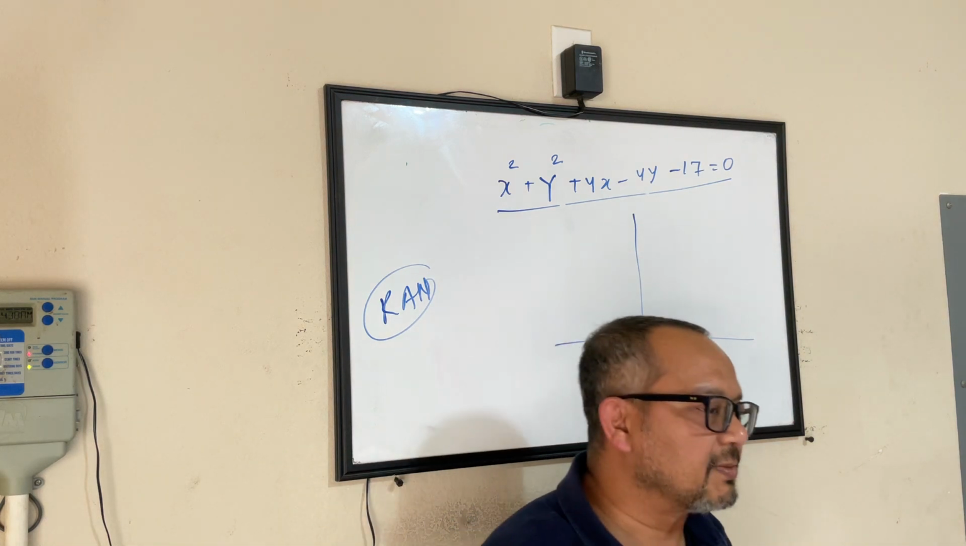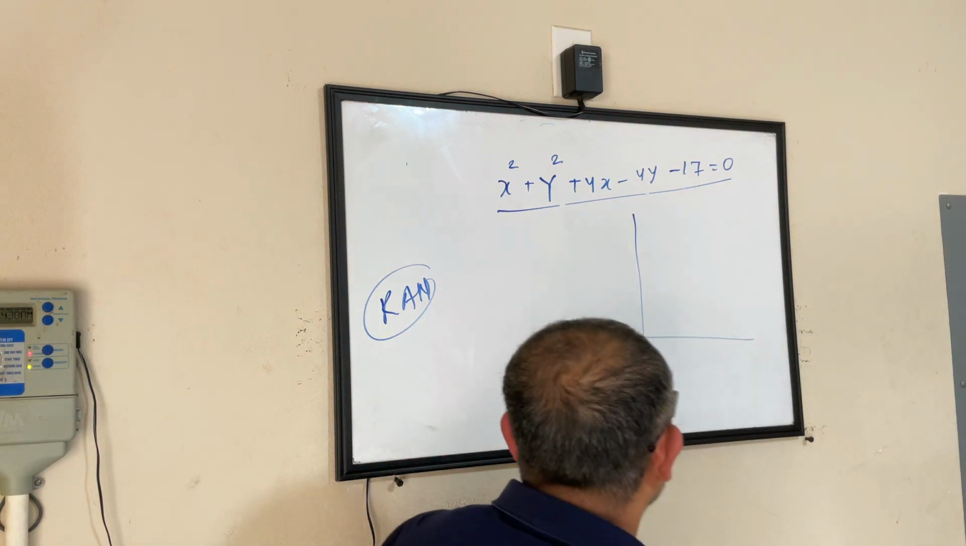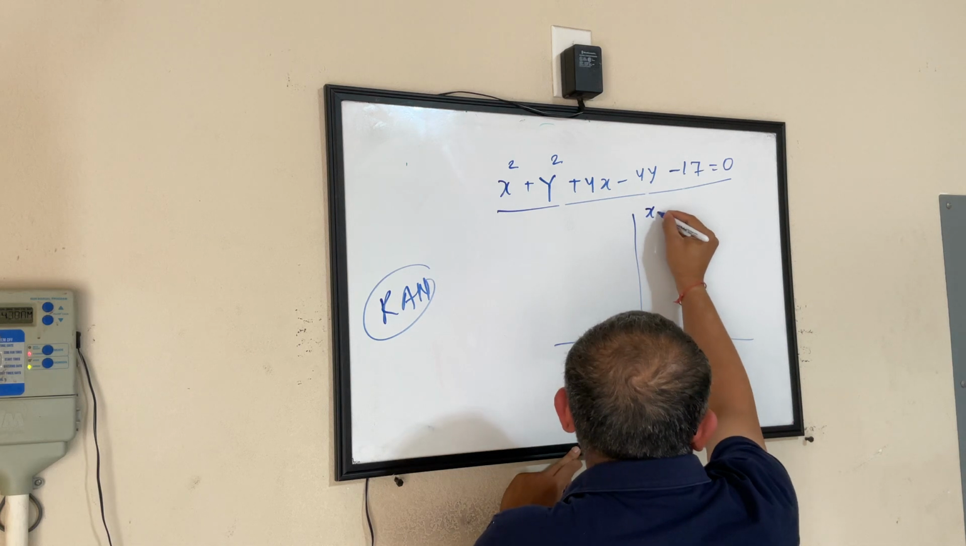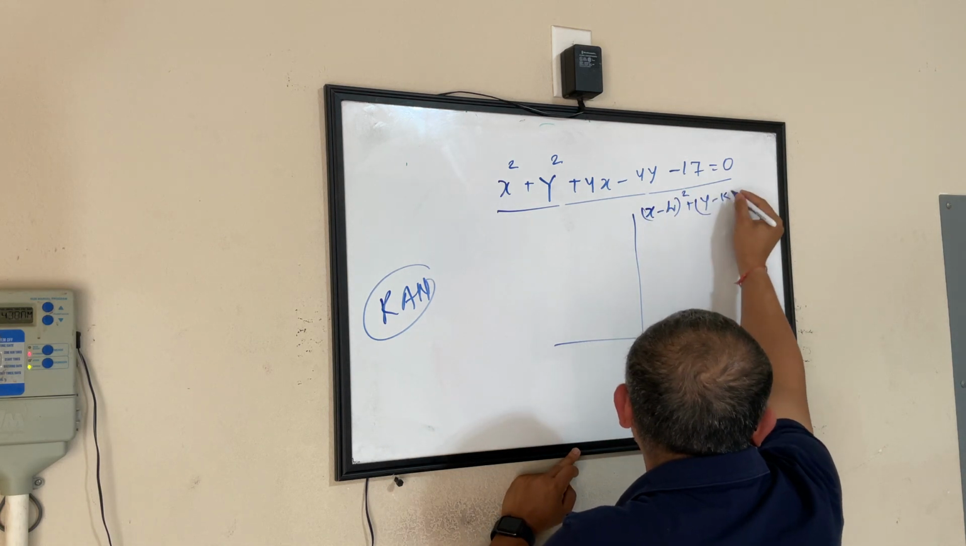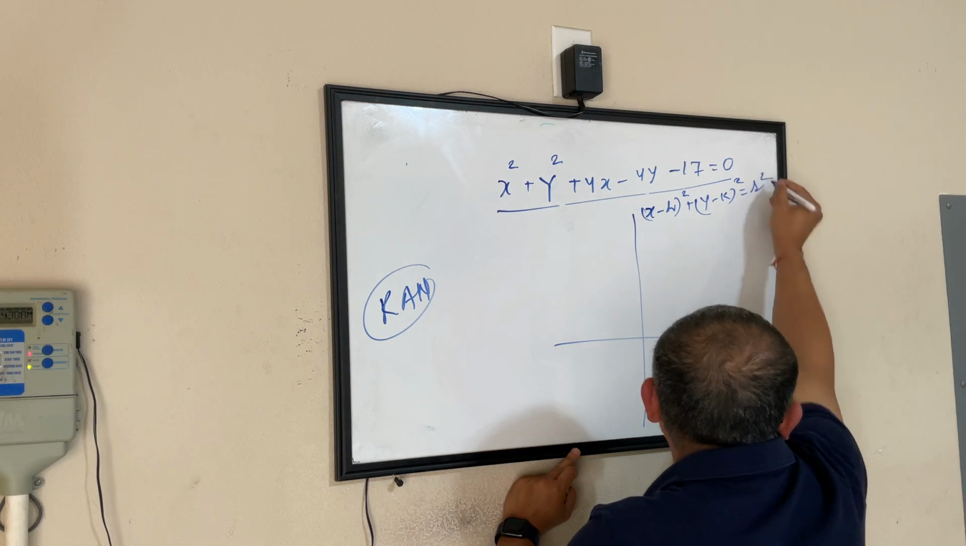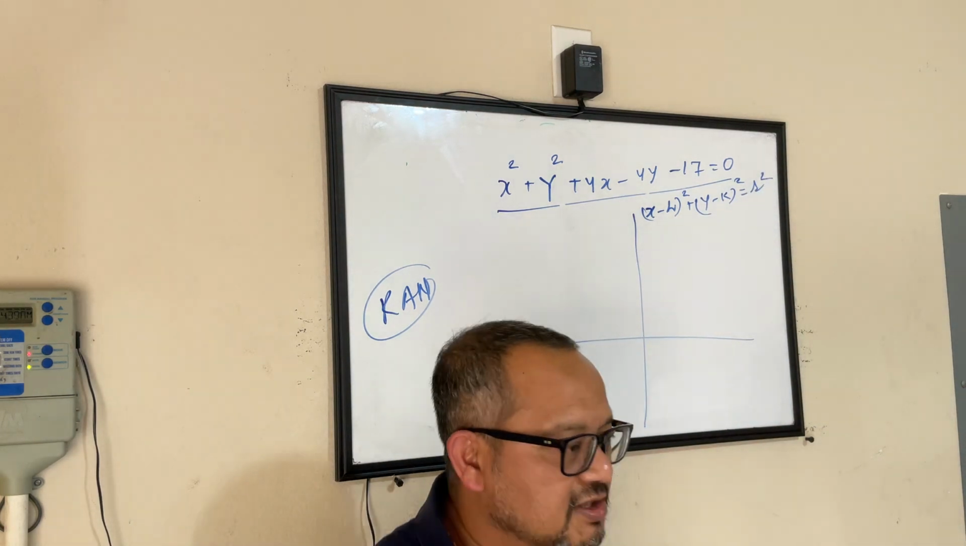For some of you who have not become very familiar with the circle equation, I am just writing it down here. (x minus h) square plus (y minus k) square equal to r square. This is the circle equation. This is the best clue I could give.